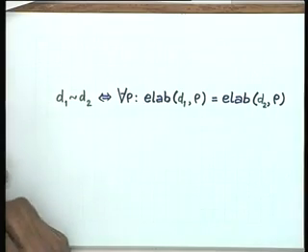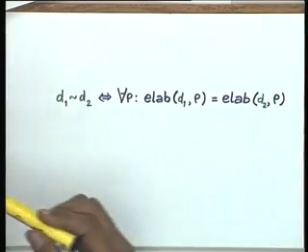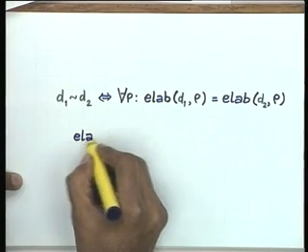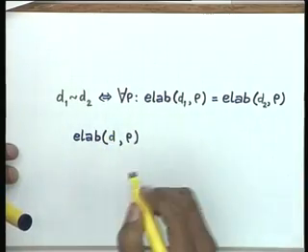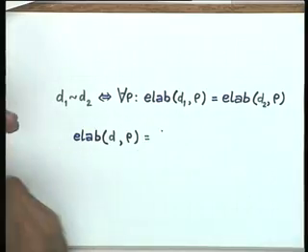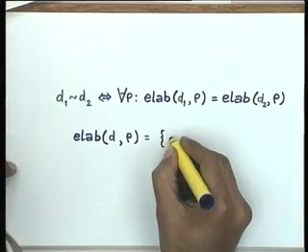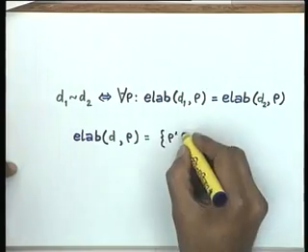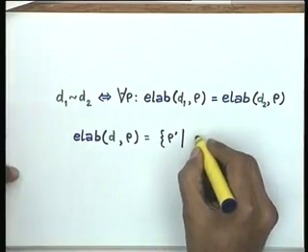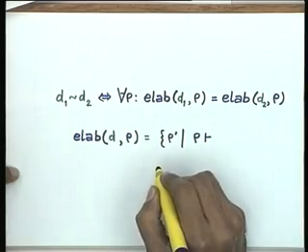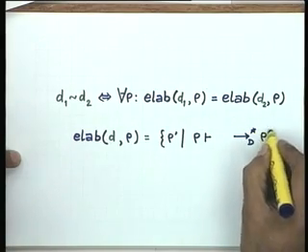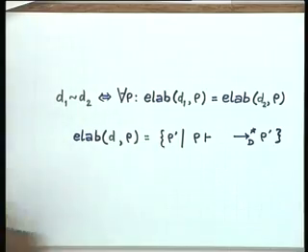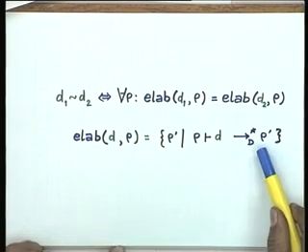You could say that two declarations are equivalent if, of course, this function elaboration, elab of d rho, is defined as the set of all environments rho prime such that in the environment rho, if d is elaborated, then in a finite number of steps it gives you a new environment rho prime.